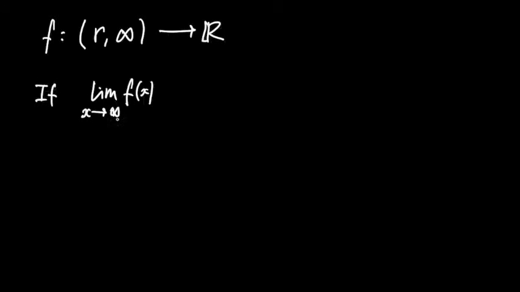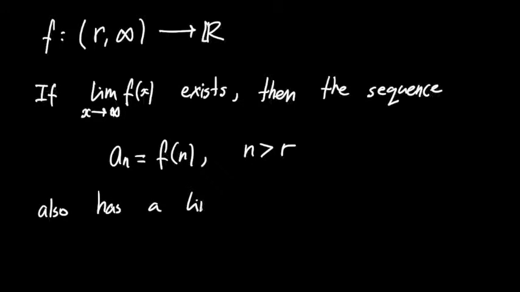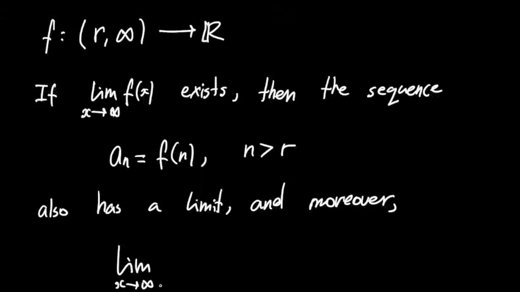In general, we have the following theorem. If a function f defined for all real numbers bigger than a certain number has a limit L at infinity, then the sequence a_n equals f of n, where n starts from any value big enough to be included in the domain of f, will have the same limit L. This can be summarized in a somewhat tautological formula. Limit of f of n as n approaches infinity is equal to the limit of f of x as x approaches infinity.